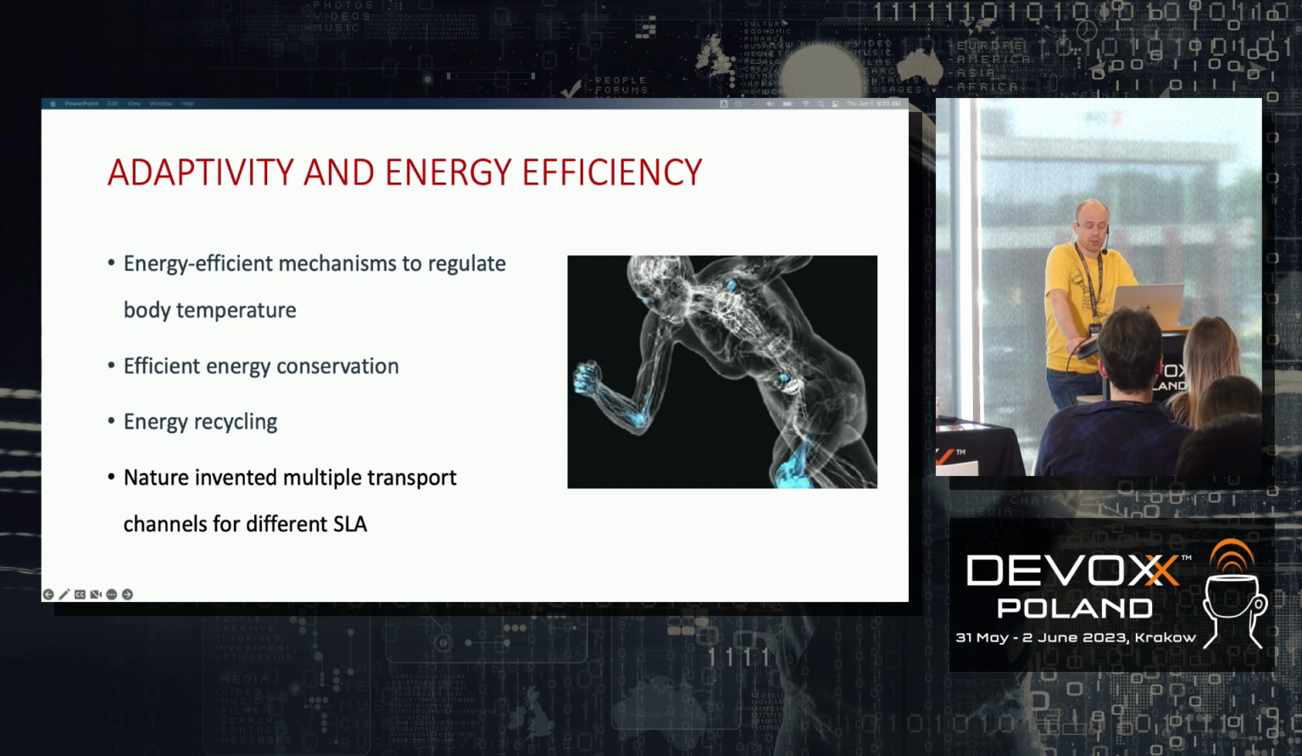Adaptivity and energy efficiency. Our body has energy efficient mechanisms to regulate body temperature. For instance, when it's cold, our blood vessels constrict and reduce blood flow to the skin, and this minimizes heat loss, right? And vice versa, when it's hot, then sweating and vessel dilation help get rid of extra heat from the body. It also is important, and it's pretty smart.